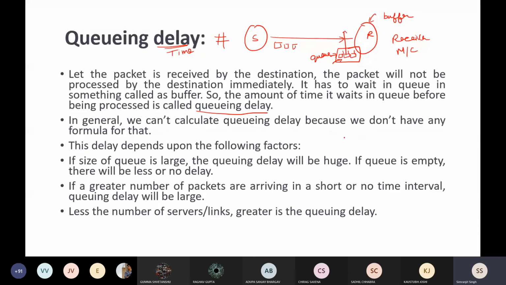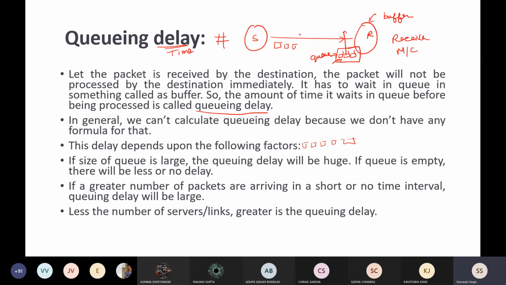So if you think that in the buffer the packets are arriving after 1 millisecond, okay, so all the packets are arriving after 1 millisecond. What will happen is there will be a large queue at the receiver end. Then it will again take a large amount of time to sort through the queue. Less the number of server links, greater is the queuing delay. So again, what is the meaning of that?